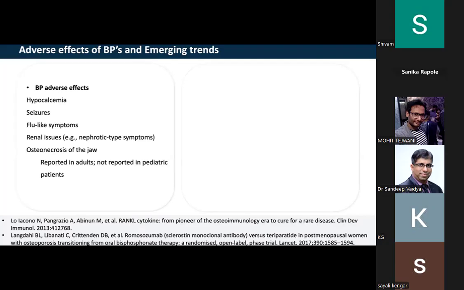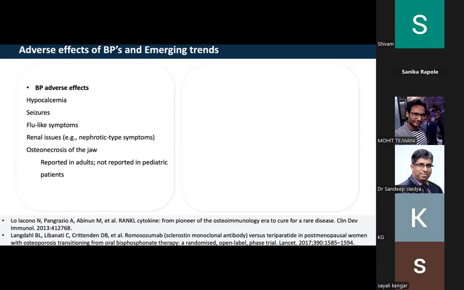So there are certain adverse effects of bisphosphonates which are observed. There is a risk of hypocalcemia, especially when there's a deficiency of vitamin D. Acute phase reaction, including seizures, which are often related to electrolyte imbalances and renal issues. Therefore, hydration is very important when we are administering these bisphosphonates. There's a concern regarding osteonecrosis of the jaw, which has been reported essentially in adults. It is extremely rare in children, nothing has been reported till date, but still we have to get regular dental checkups done for the children who receive bisphosphonates regularly.